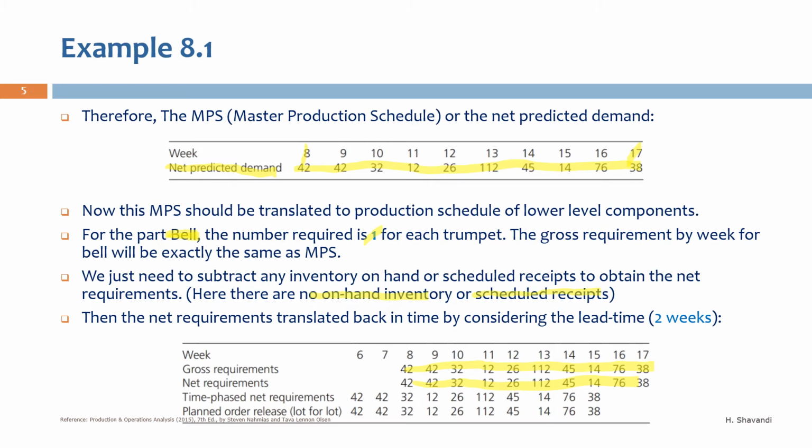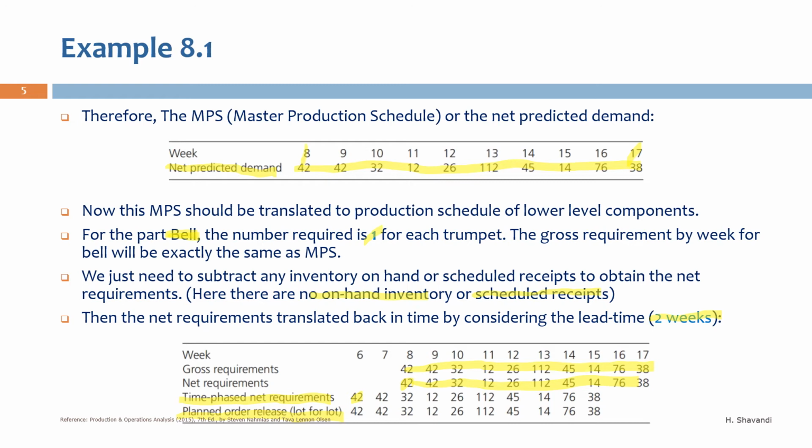Now we should go for time. The lead time for bale is 2 weeks. So we need to go back 2 weeks in our schedule to obtain the production schedule of bale. For example, at week 8, we need 42 items. Since the lead time is 2 weeks, we need to start from week 6 for 42 items in order to have the 42 items completed at week 8 that we need them. Okay. So this is the time-phased net requirements, and the planned order release or lot for lot.